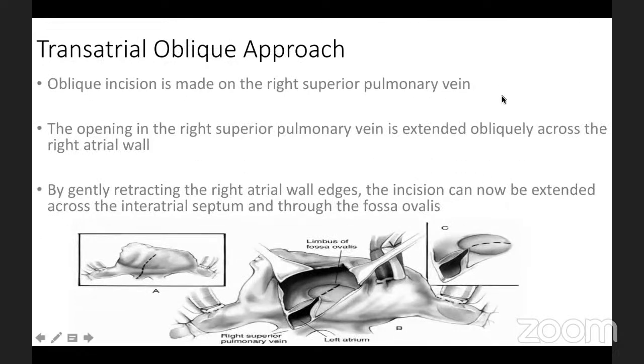As we can see here in the picture, an oblique incision is made on the right superior pulmonary vein. The opening in the right superior pulmonary vein will be extended obliquely across the right atrial wall. And by gently retracting the atrial wall edges, the incision can now be extended across the interatrial septum through the fossa ovalis.